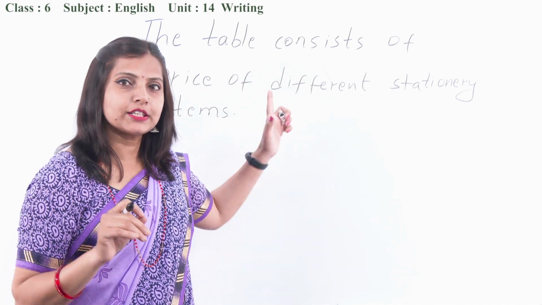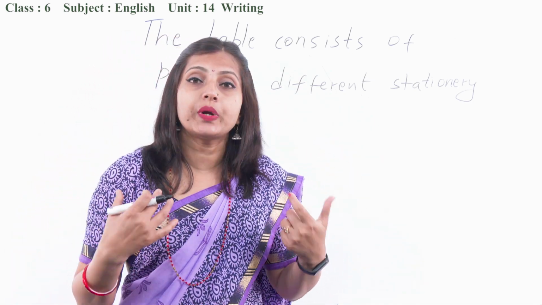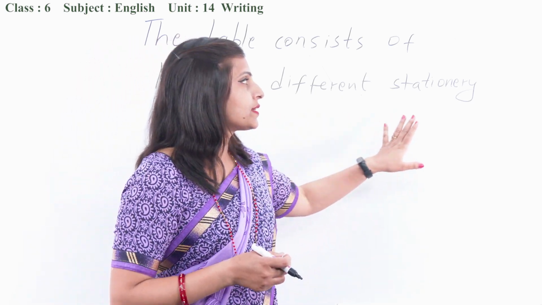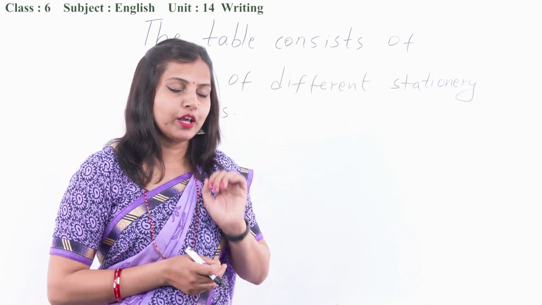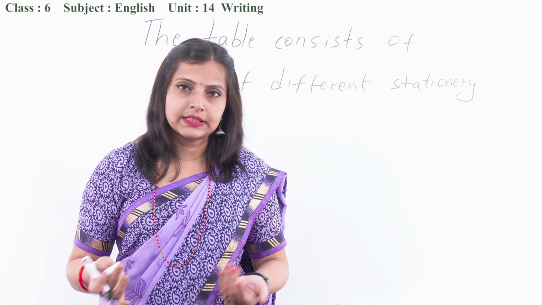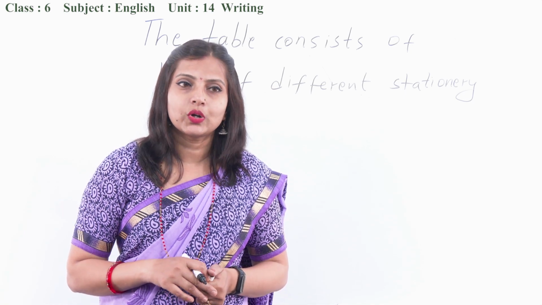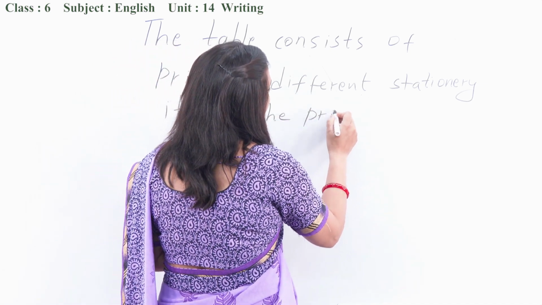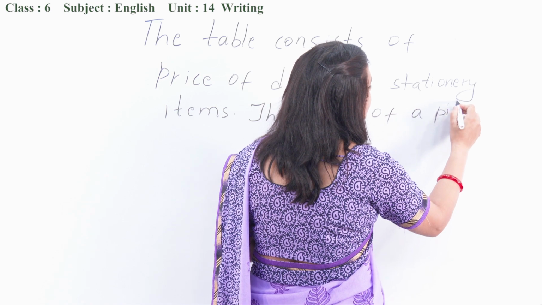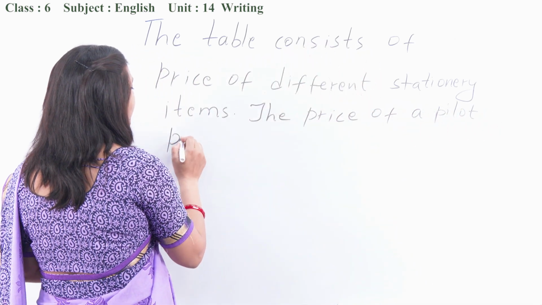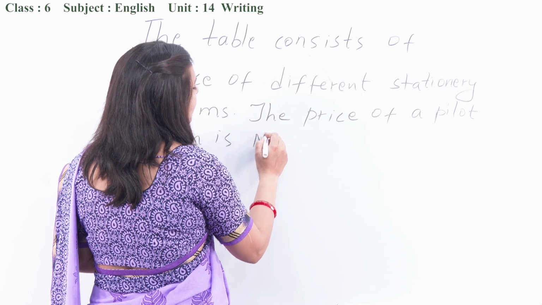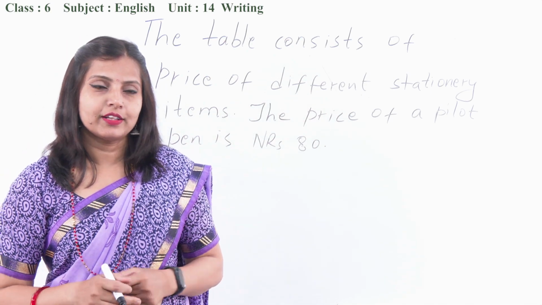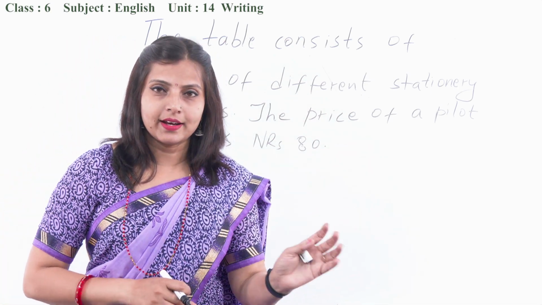Okay, the table gives information. You can write, the table gives information about different stationery items. Now tell me what can be the next sentence? Yes, the price of a pilot pen is NRS 80. Okay, the price of a pilot pen is NRS 80.